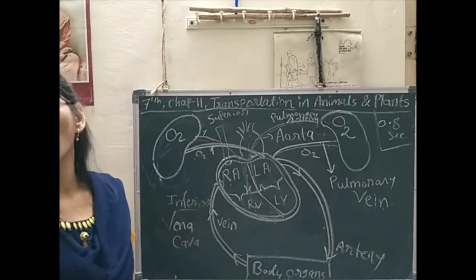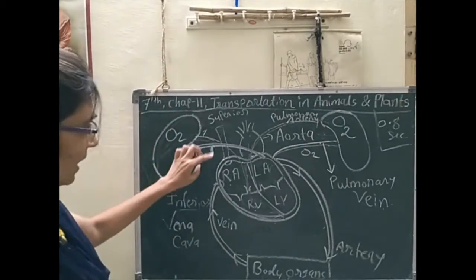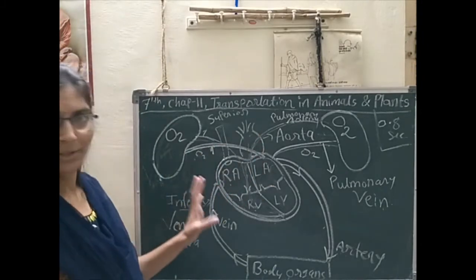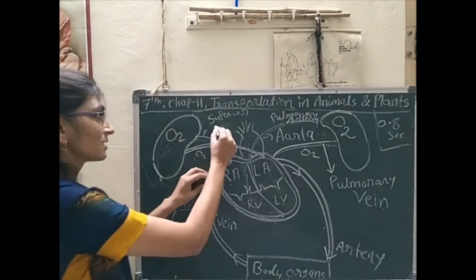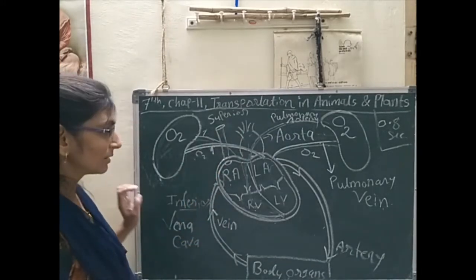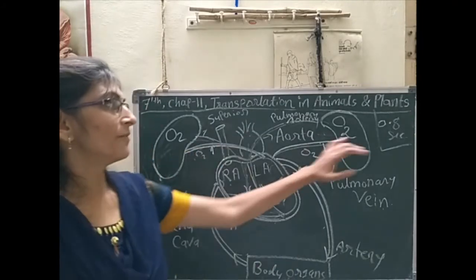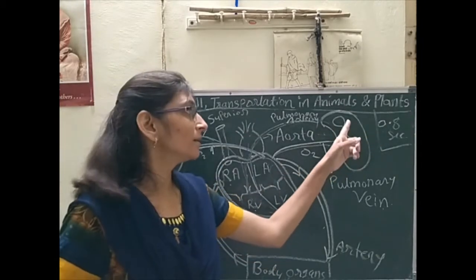So again I will repeat that blood circulation. So understand that. I know that it is very difficult to understand on this board, but still I hope you understood that. You will understand that again. So at first I will start from oxygenated blood from the lungs.